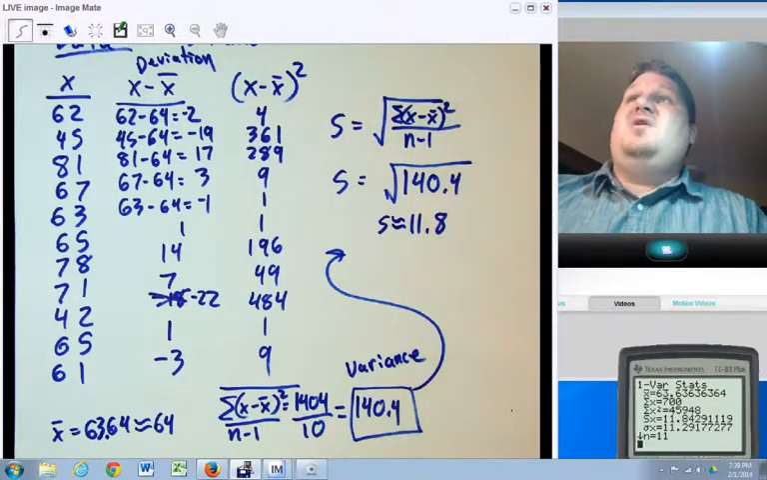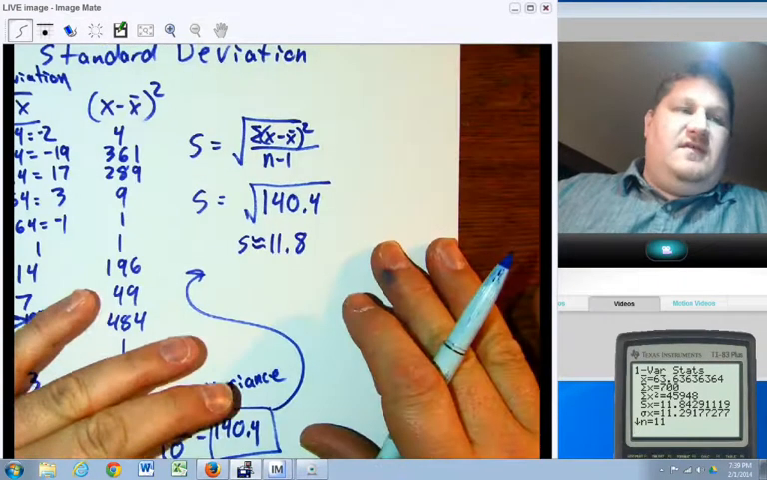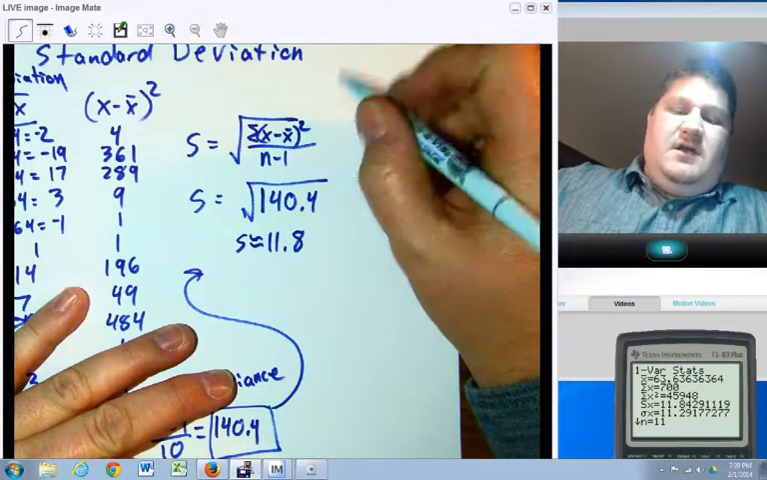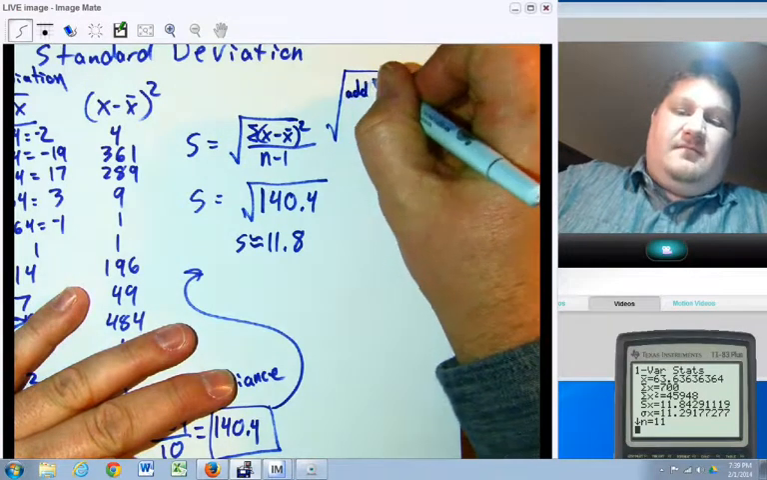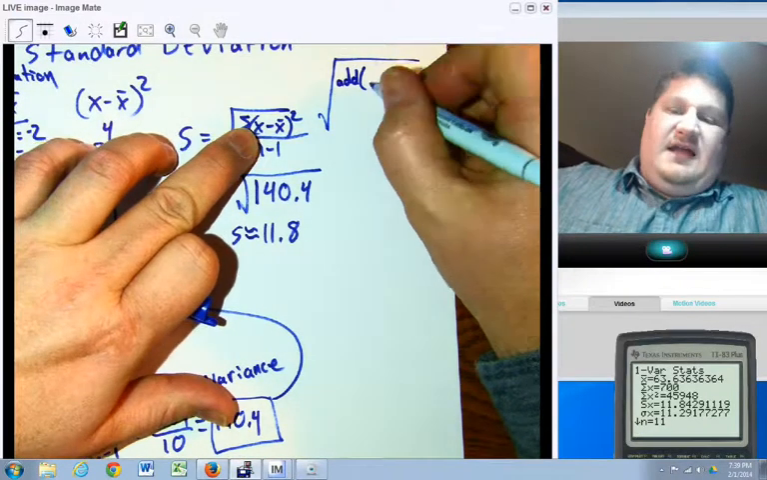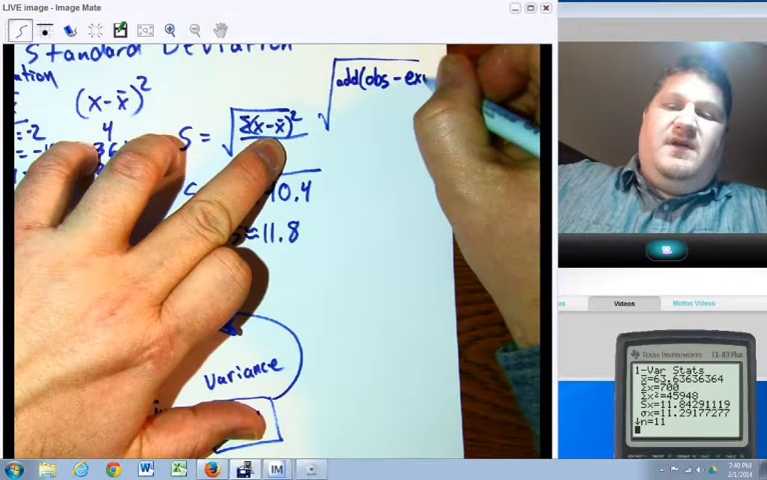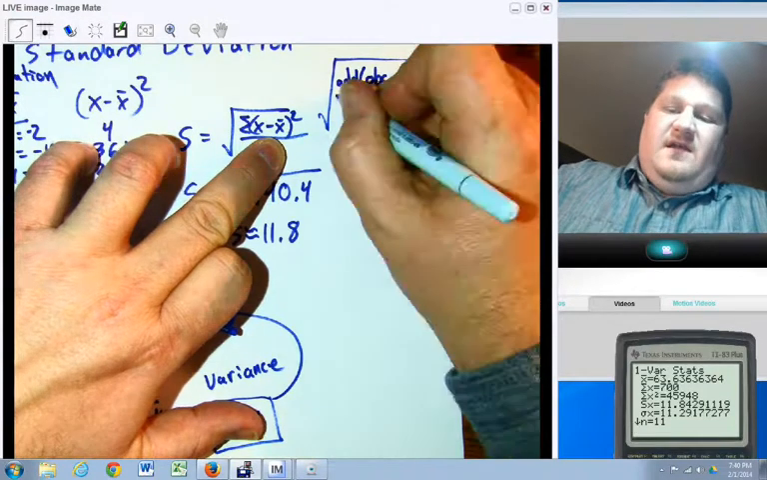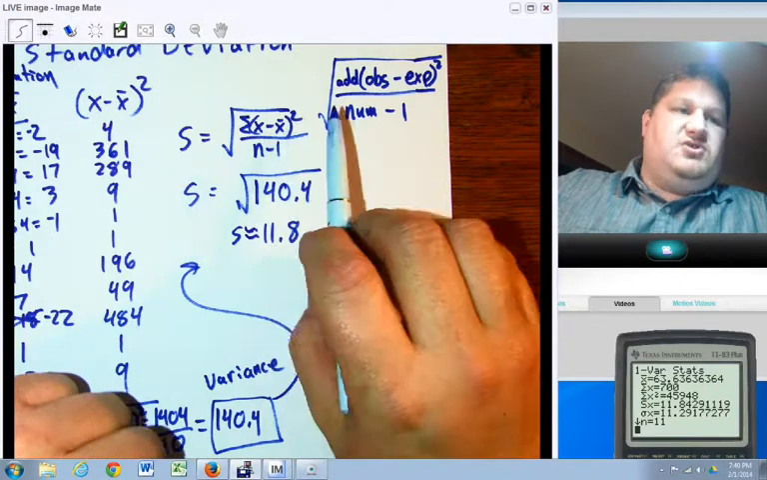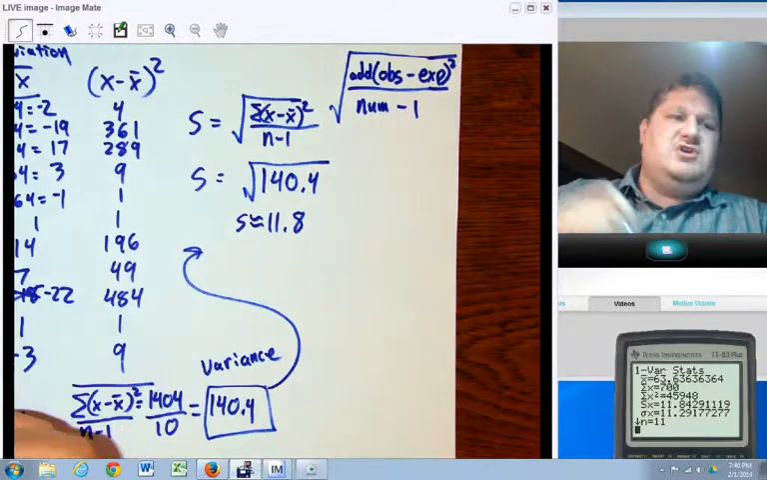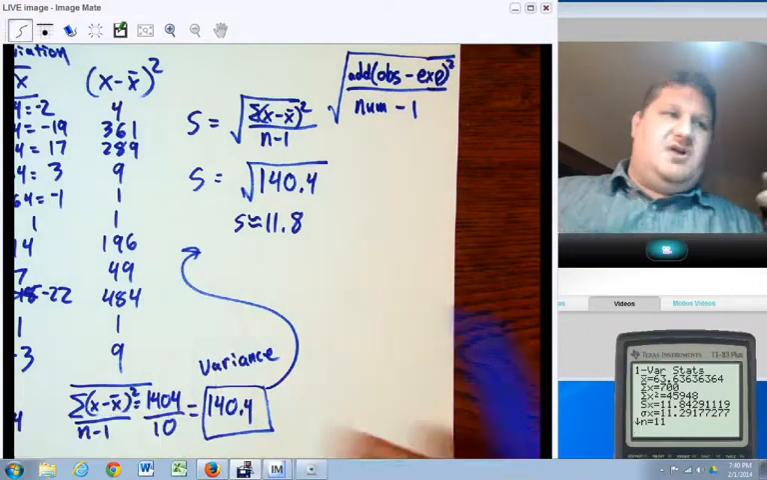But again, we want to understand how we get them by hand so that we know what the calculator is doing. Another way to think about this formula is the way Mr. Jones does it. It's the square root of adding the observed, the x that we actually found, minus the expected, because the average would be what you would expect out of a pile of data, divided by the number minus 1. So whether you remember it in terms of words or whether you remember it in terms of symbols, it's still just as effective.